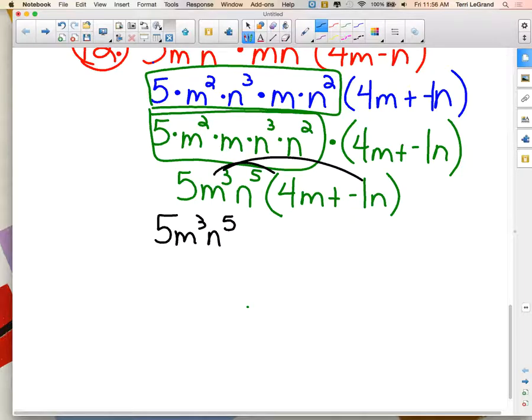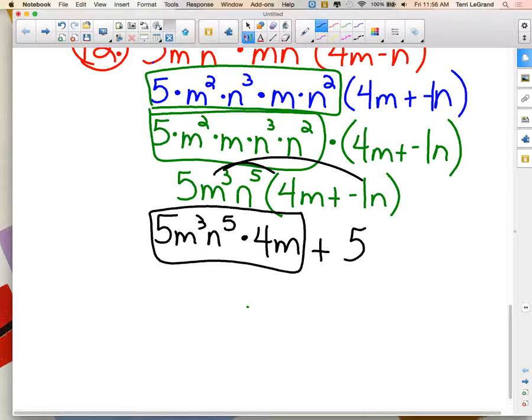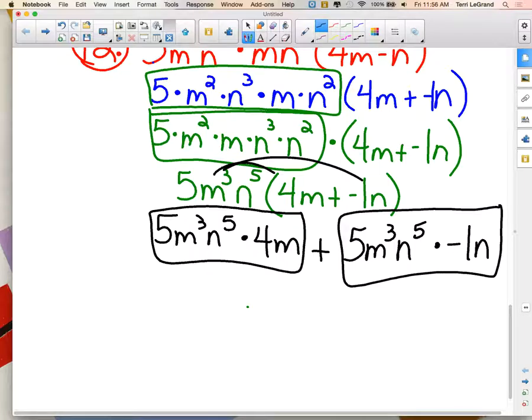There's lots of writing that goes on. You've got to make sure you write them carefully. Times 4m. That's our first multiplication. The first term. Plus. Now we have to take that 5m cubed n to the 5th times negative 1n. There's our second multiplication.